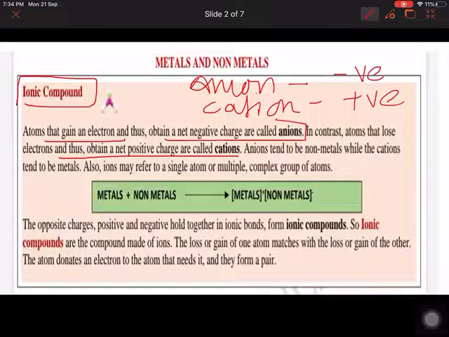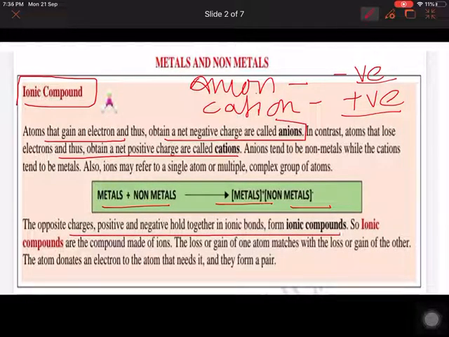So generally metals form positive and non-metals form negative. So metal plus non-metal, it's metal positive and non-metal negative. The opposite charges, positive and negative, hold together in an ionic bond to form an ionic compound. So ionic compounds are the compounds made up of ions.